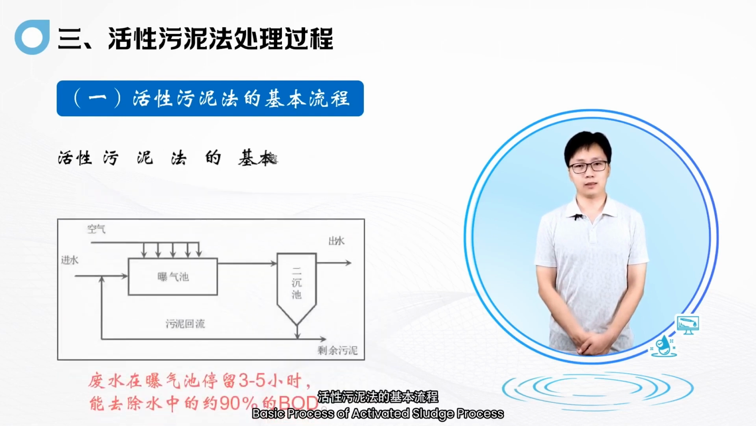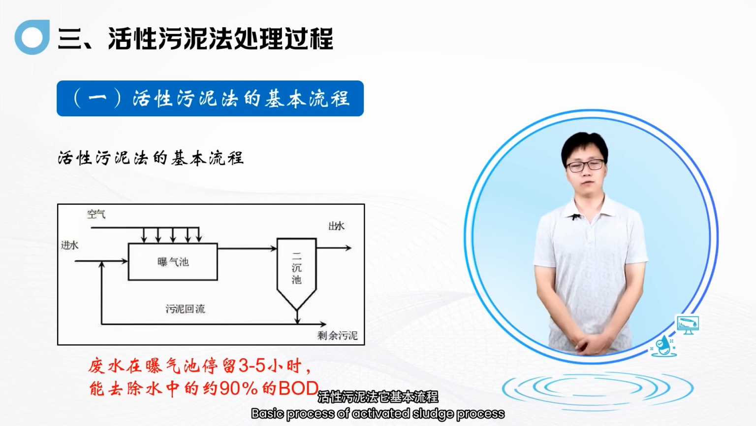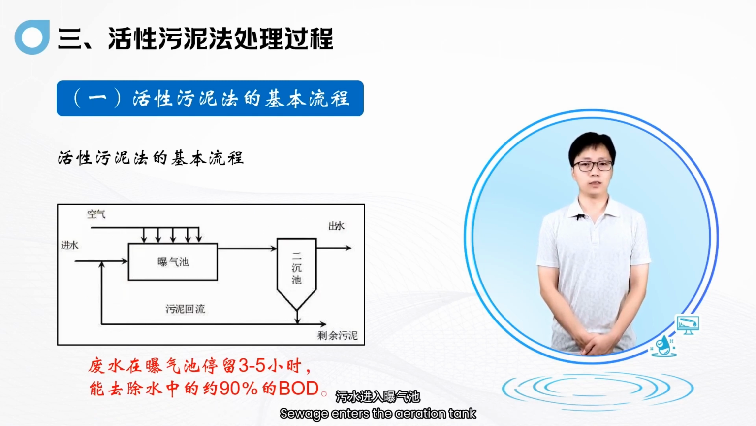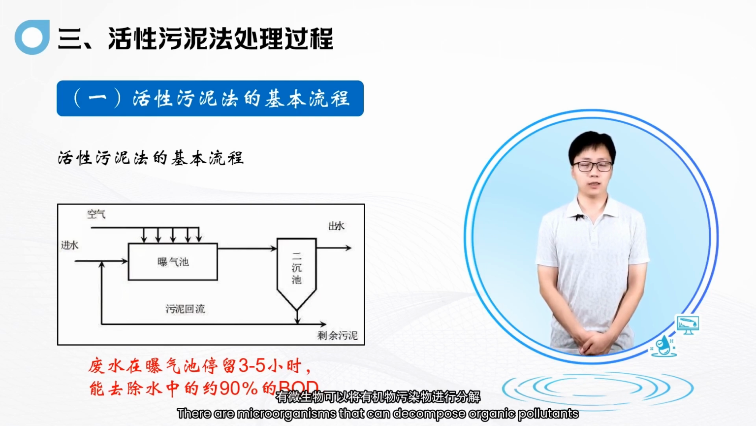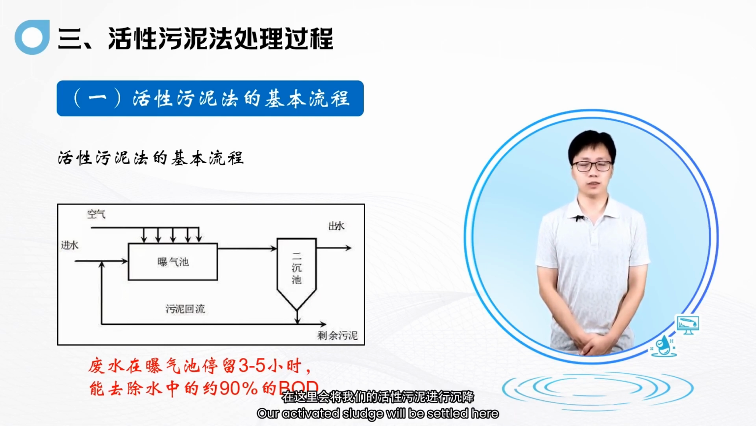Basic process of the activated sludge process. As we see in the picture, the basic process includes an aeration tank and a secondary sedimentation tank. Sewage enters the aeration tank. Under the aeration of air, microorganisms decompose organic pollutants. The sewage will then enter the secondary sedimentation tank, where our activated sludge will be settled.